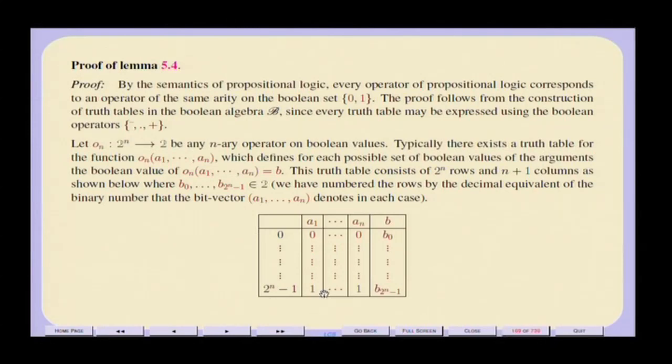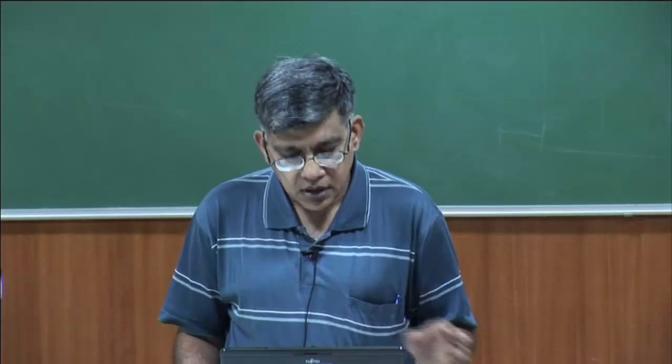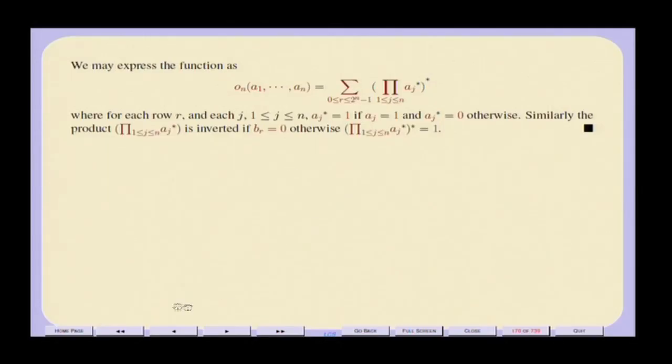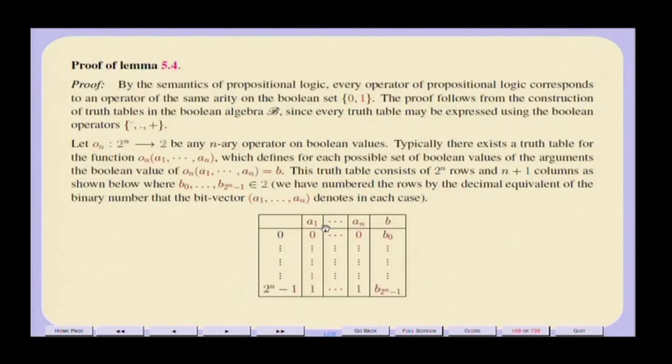If there is such a vector, then I claim that this truth table, this is just the truth table for that operator, I claim that this truth table can be expressed in terms of just inversion, dot and plus. And how do I express it that way? I just take, I think of this truth table, it has 2 raised to n rows.